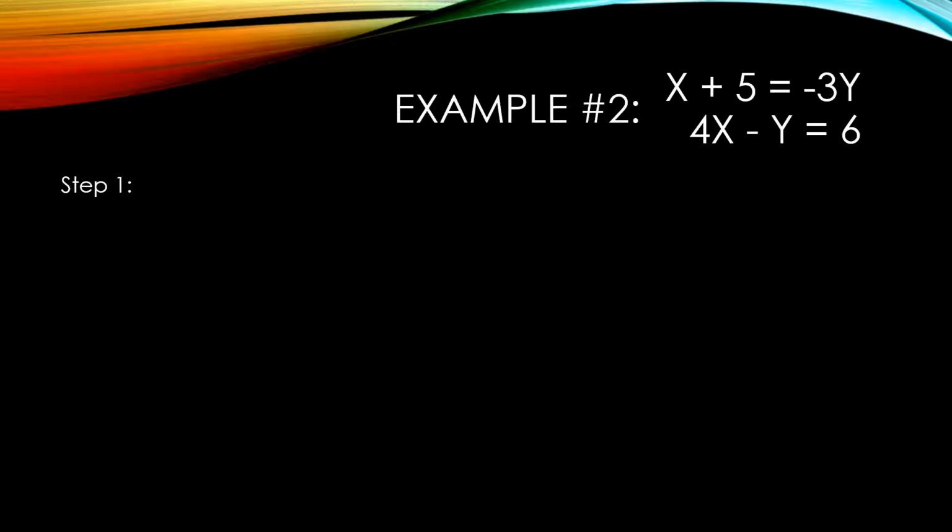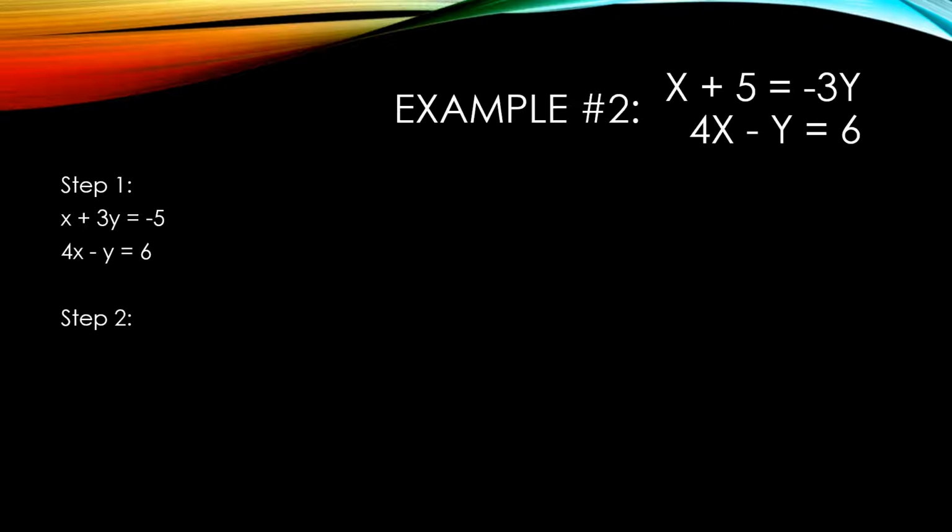I'm going to go ahead and rearrange the first equation to match the order of the terms in the second equation. So my first equation now reads x plus 3y equals negative 5. Second equation, no changes there, 4x minus y equals 6.